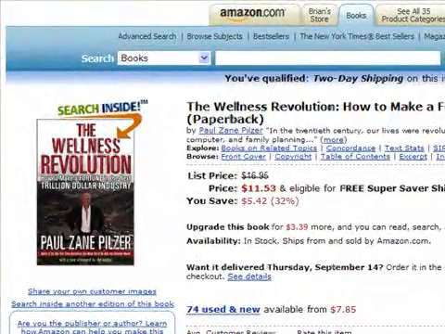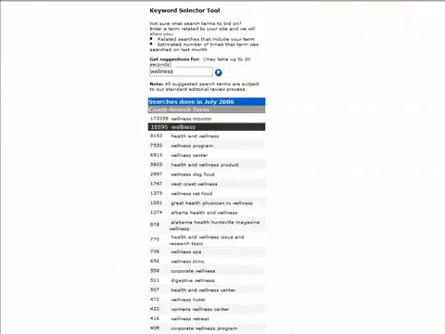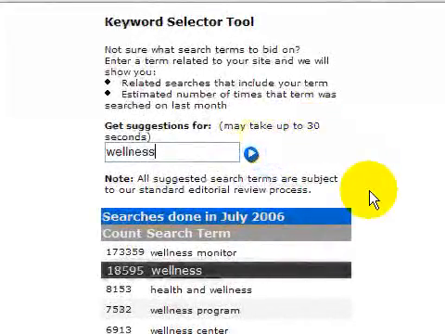Let's say that we know from reading this book by this guy that wellness will be the next trillion-dollar industry, and we want to see if we can get involved. So, like a lot of people do, we'll head over to the Overture Keyword Selector tool. This is a free tool that lets you look up keywords and find related terms as well as search counts for how many people are supposedly looking for those terms in the Yahoo network. So we type in wellness and we get our results.